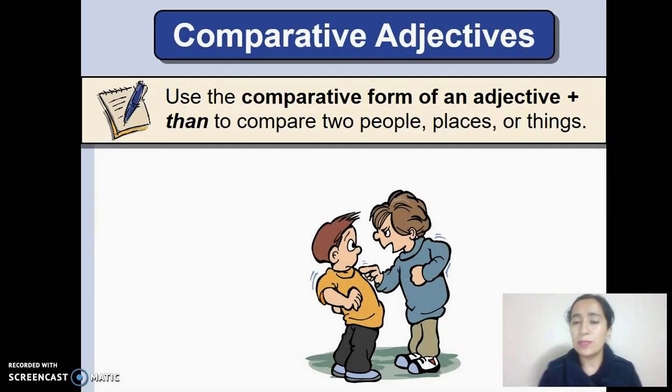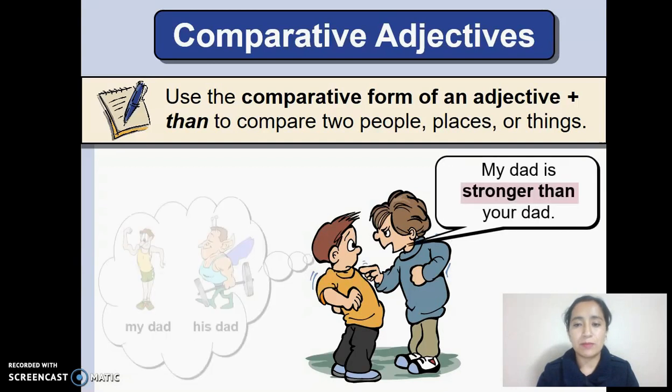So, in this conversation, these two guys have used comparative adjectives. We use the comparative form of an adjective plus than to compare two people, two places, and two things. So, pay special attention to this important fact. Two, and only two people, places, or things will be compared by using these comparative adjectives.